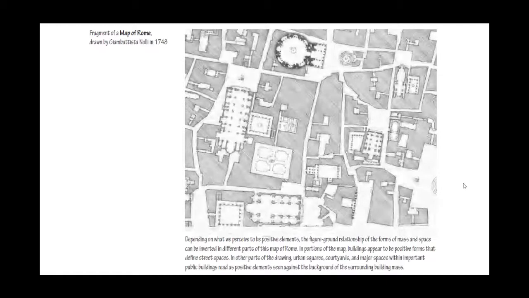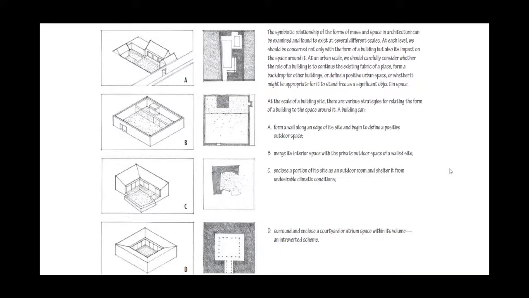So you see your negative spaces or your positive spaces or the buildings or structure that take away space in a larger scale. Right. So the symbiotic relationship of form and mass in architecture can be examined and found to exist in different scales. So we'll just show you samples of how these are applied into an architectural setting. This is also very prominent in any interior design planning.